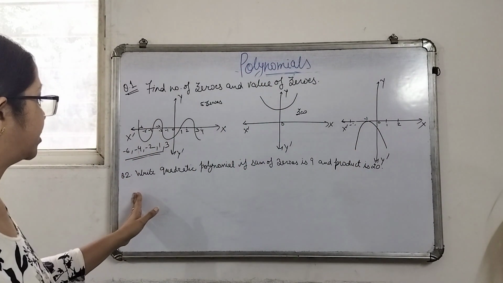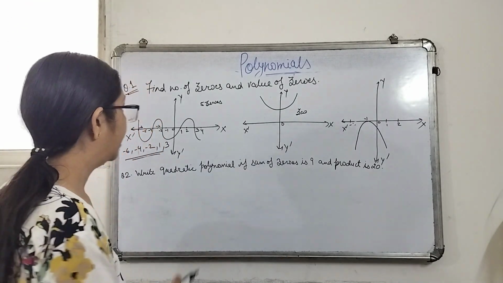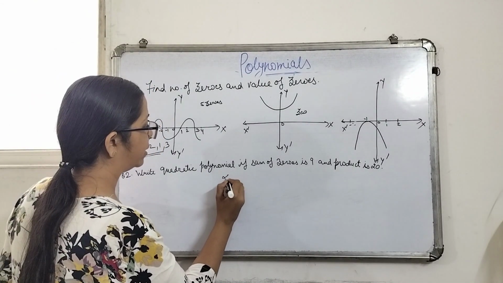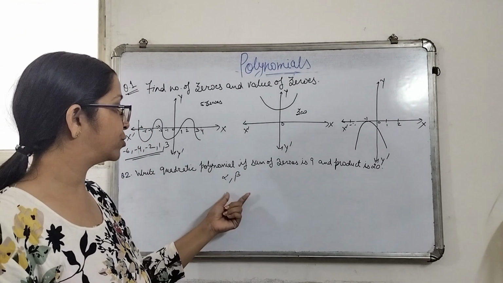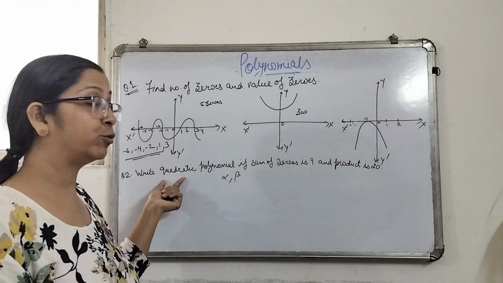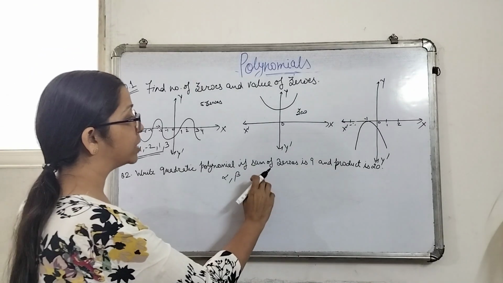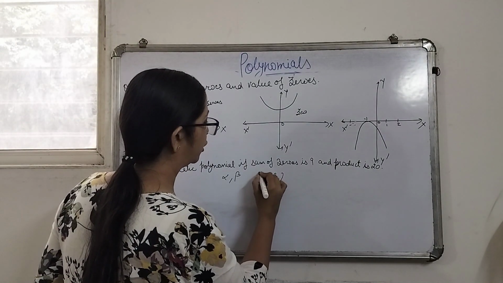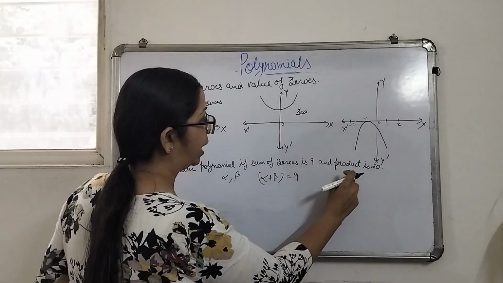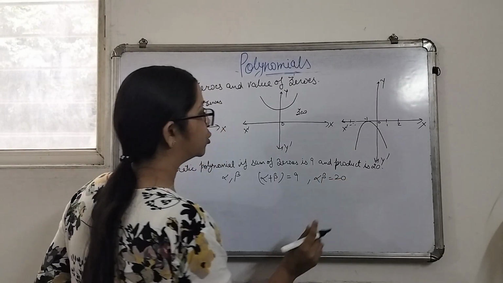Now the second question is, write a quadratic polynomial if the sum of zeros is 9 and the product is 20. For a quadratic polynomial we assume that alpha and beta are the two zeros, because at the max it could have two zeros. The sum of the zeros is given to us as 9, that means alpha plus beta is 9, and the product is 20, that means alpha into beta is 20.